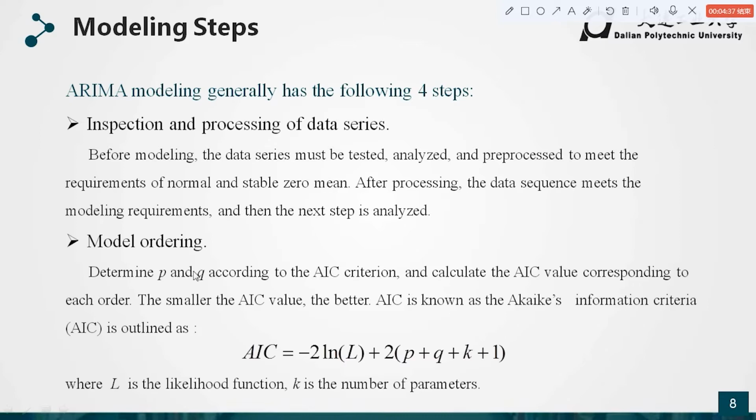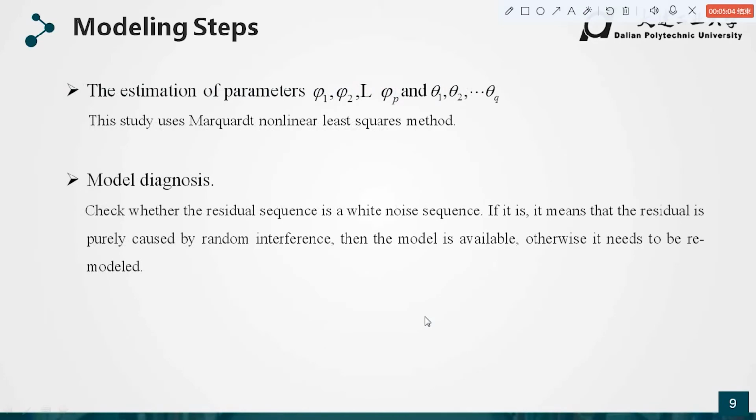Second, model ordering. Determine the P and Q according to the AIC, and calculate the AIC value corresponding to each order. The smaller the AIC value, the better. Third, the estimation of the parameters phi 1, phi 2, until phi p, and theta 1, theta 2, until theta q.